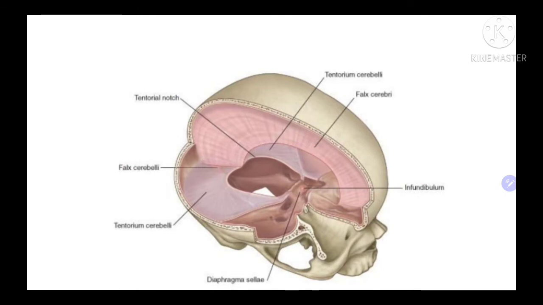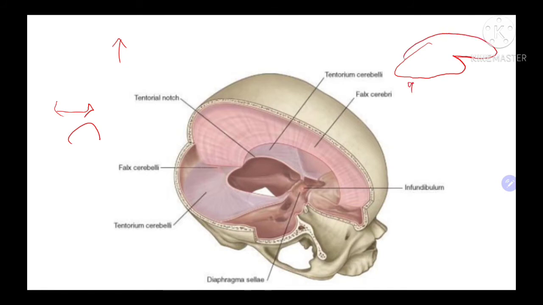Now we're gonna talk about the Tentorium cerebelli, or just Tentorium. The Tentorium has the shape of a C. You can see here, it's a C, not in vertical, in horizontal, in a transverse way. It has two surfaces, one superior and one inferior. The superior surface laterally is related with the occipital lobe of the cerebrum.